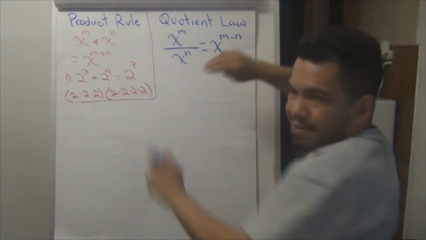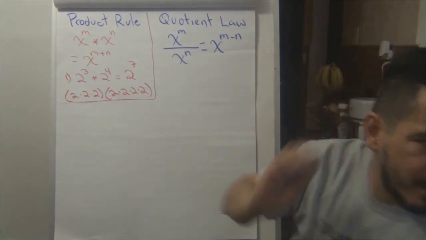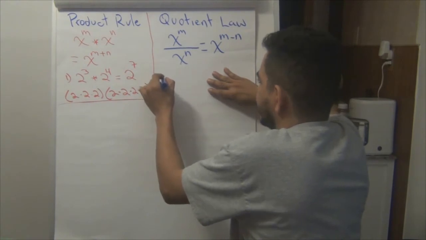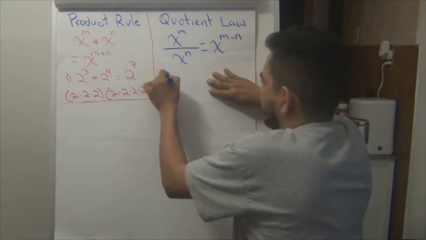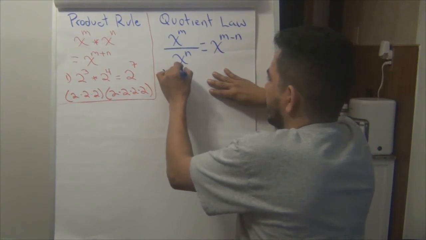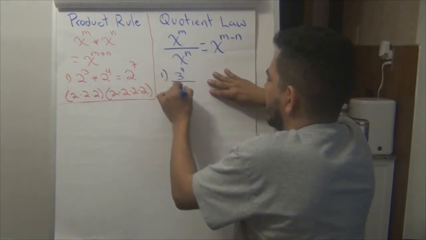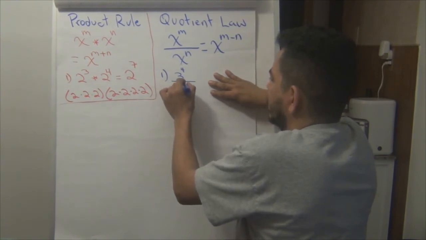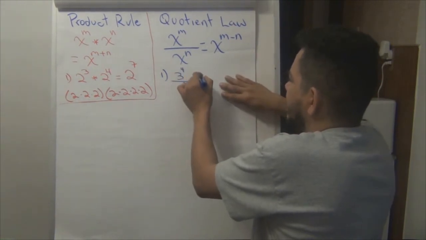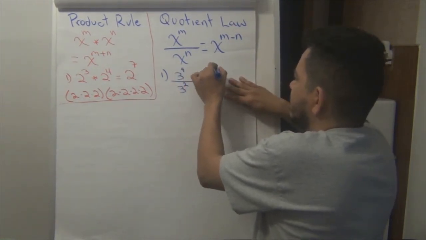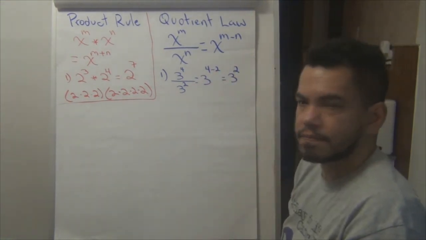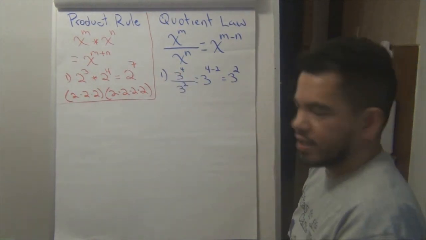So the proof is the following. Let's see if I have another example. Example number 1. 3 to the fourth power divided by 3 to the second power. Okay? So this is the same thing as 3 to the 4 minus 2, which is 3 to the second power. The proof in here is the following.